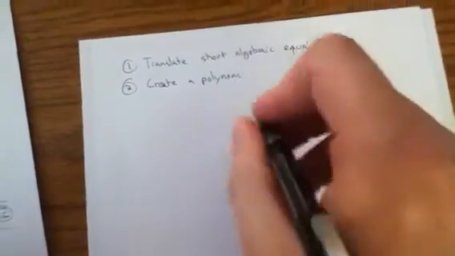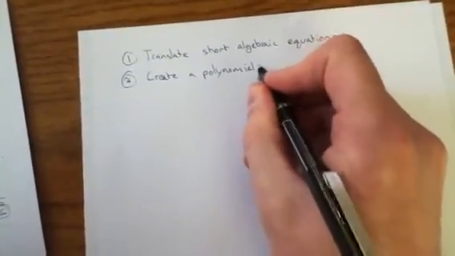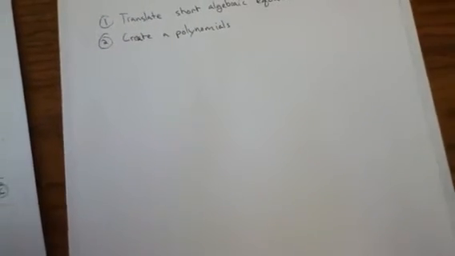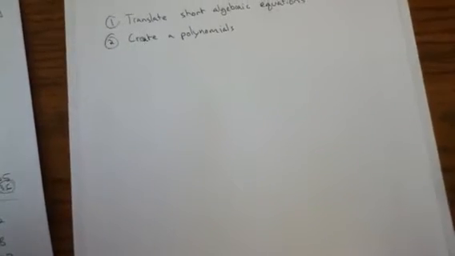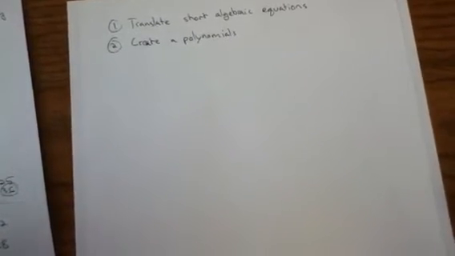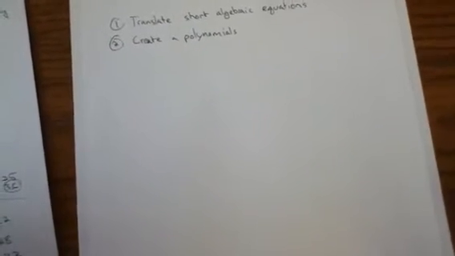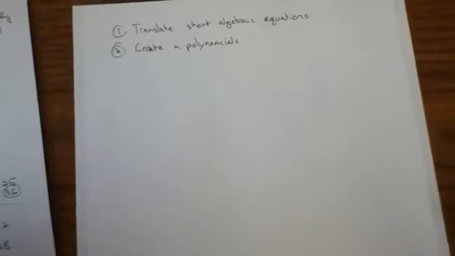So let's look at some examples. Here's the first word problem. A wall of a tent is shaped like a triangle and has an area of 48 feet squared. The base of the wall is 2 feet shorter than 3 times the height. Find the length of the base and the height of the wall.